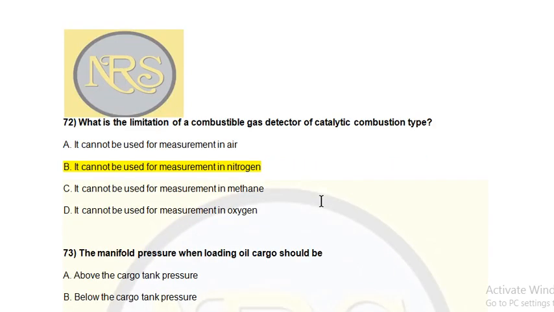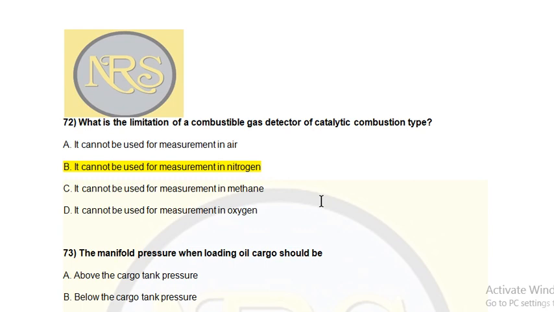Question number 72. What is the limitation of a combustible gas detector of catalytic combustion type? Option A, it cannot be used for measurement in air. Option B, it cannot be used for measurement in nitrogen. Option C, it cannot be used for measurement in methane. Option D, it cannot be used for measurement in oxygen.